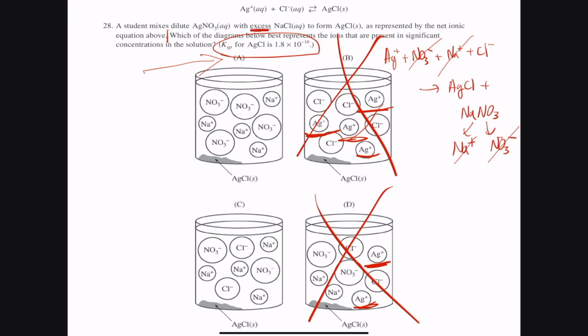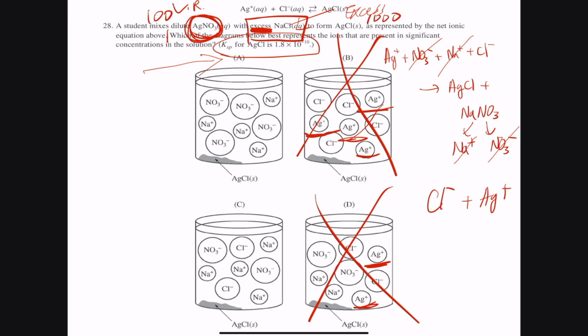But what did the question say? They probably underlined this for a good reason, right? Excess sodium chloride. So you have a lot more of the sodium chloride. So yes, fine, all these chlorides will pair up with silver, but take a look. This is your limiting reactant, and this is your excess, right? Let's hypothetically say you had 100 of this and 1,000 of this.